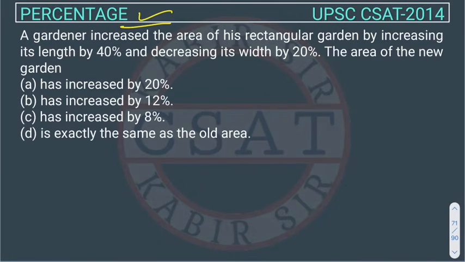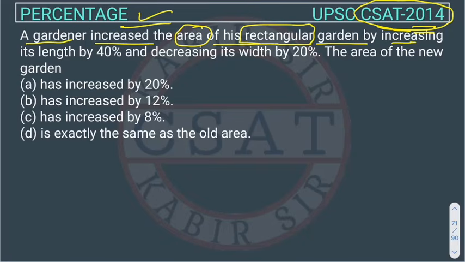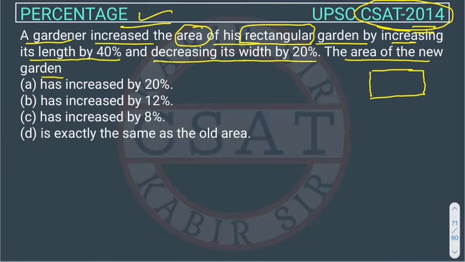So this is the percentage question asked in UPSC CSAT 2014 exam, right? A gardener increased the area of his rectangular garden by increasing its length by 40% and decreasing its width by 20%. The area of the new garden... So the gardener has a rectangular garden, right? So this is the rectangular garden he is having, right?